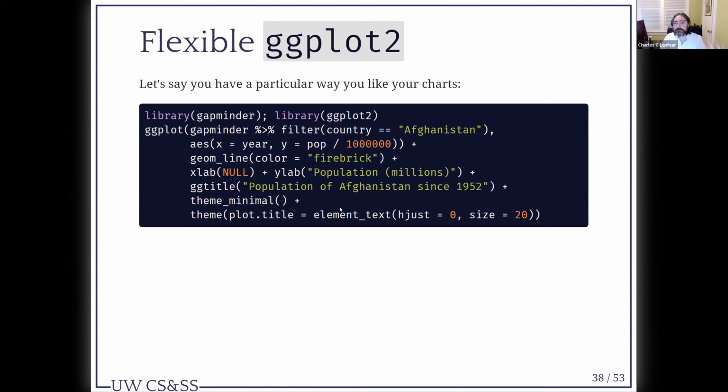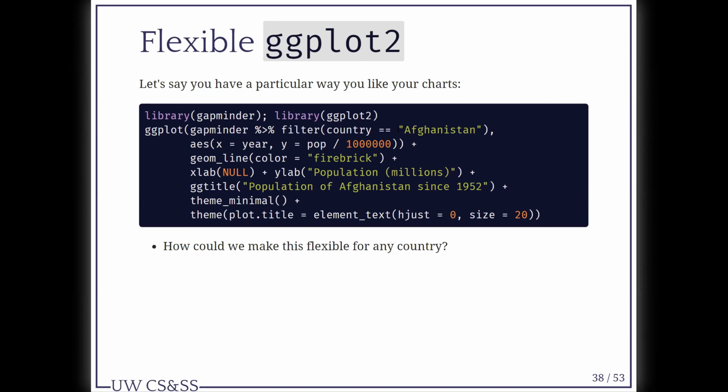Okay, so if I have something like this, how could I make a function that was flexible for any country? So instead of saying this must be Afghanistan, I could make it work for every country and update the plot accordingly. What needs to change here? Yeah, first thing, country equals this.